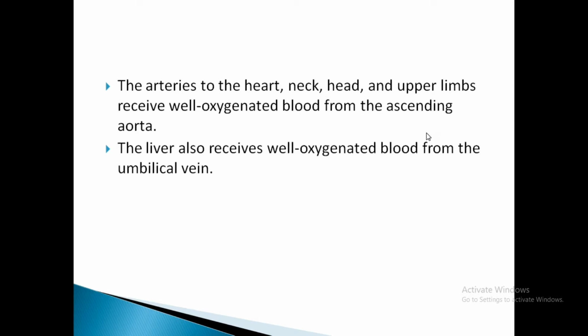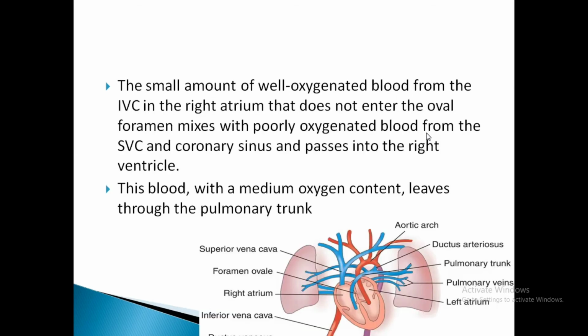The small amount of well oxygenated blood from the inferior vena cava in the right atrium that does not enter the foramen ovale mixes with the poorly oxygenated blood from the superior vena cava and coronary sinus and passes into the right ventricle. This blood with medium oxygen content leaves through the pulmonary trunk.